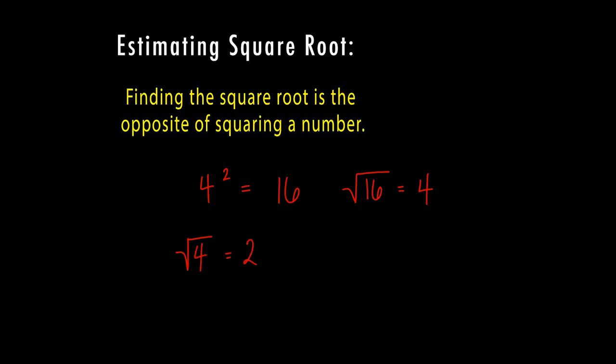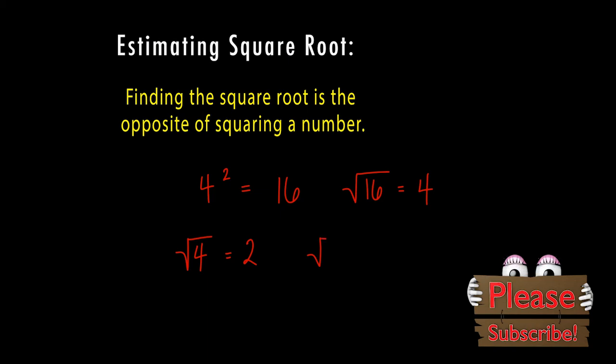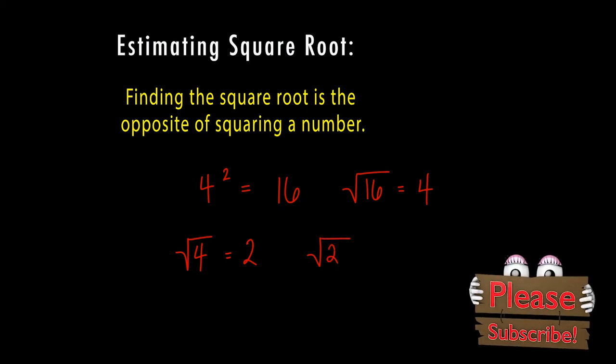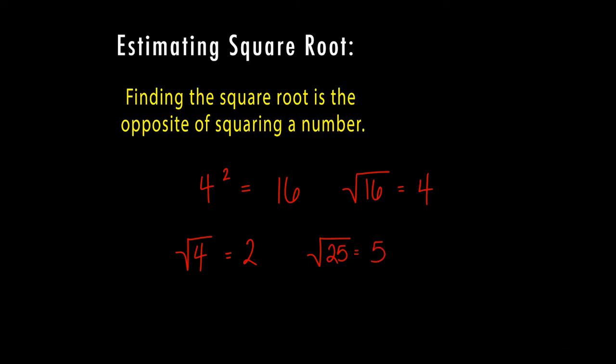We call them perfect squares because there is a whole number answer when we find the square root of the number. So the square root of 4 is 2. The square root of 16 is 4. The square root of 25 equals 5. Those are pretty simple. So you may be wondering, what do I do in order to find the square root of a number that's not a perfect square?